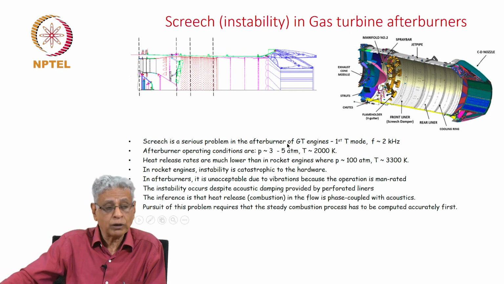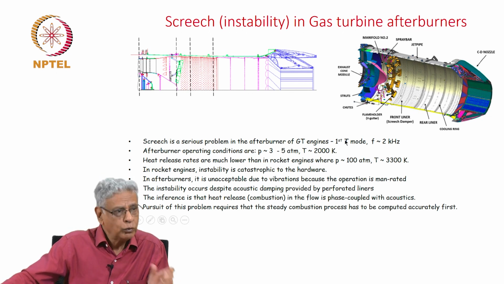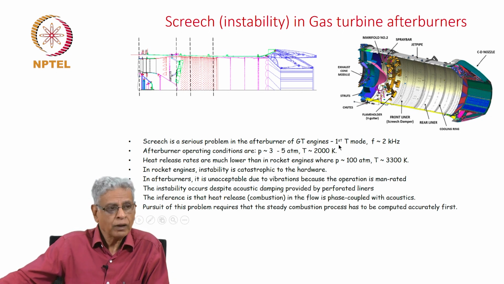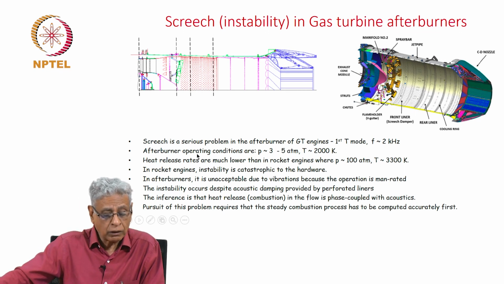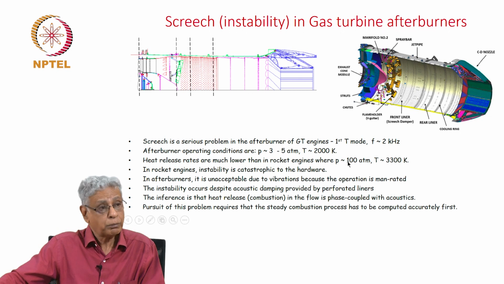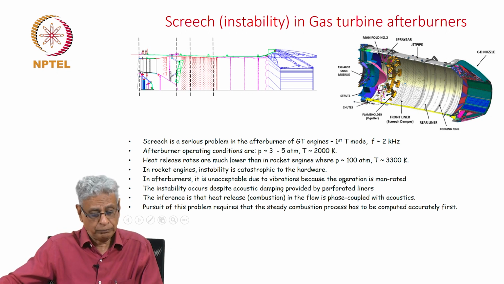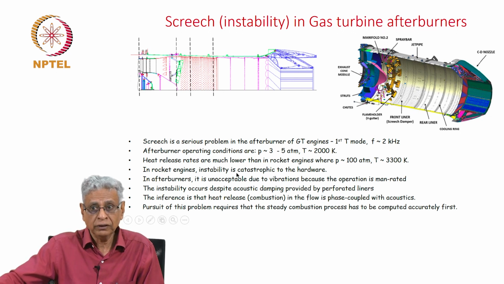It is a serious problem in afterburners in gas turbine engines, the so-called first tangential mode, and what the modes are and things like that will be discussed later. The frequency at which it hits is about 2 kilohertz. The afterburner operating conditions are typically 3 to 5 atmospheres, temperature of 2000 Kelvin. The heat release rates are much lower than in rocket engines. We must remember that where the pressures are extremely high, temperatures are even higher. In rocket engines, instability is catastrophic, nothing can be done. If it occurs, you have to write off the hardware.